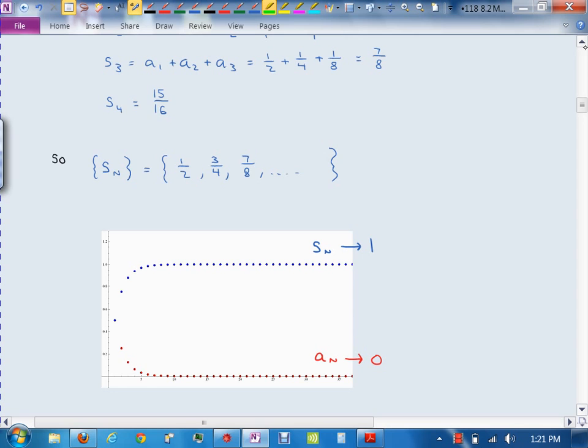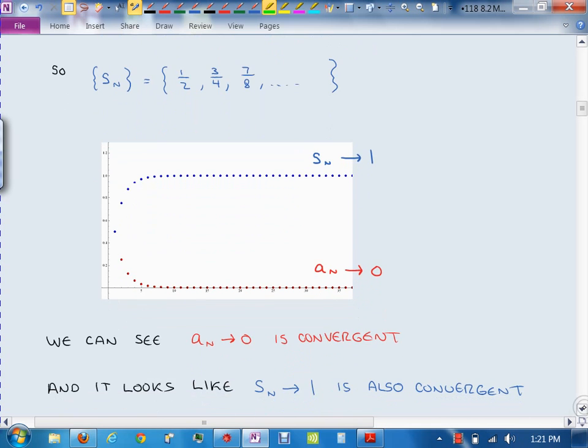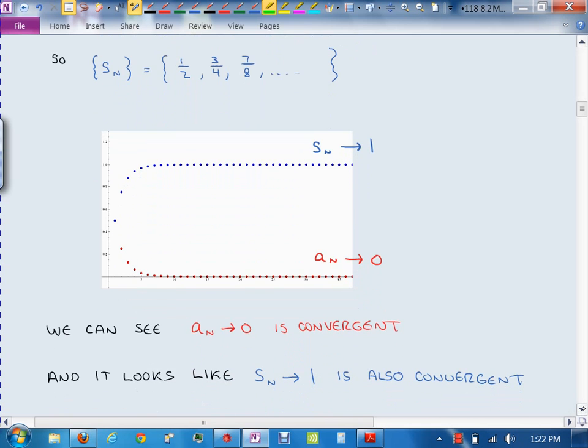But what about the series? The series, when you start adding them, it was 1/2, then 3/4, then 7/8, right? And that sequence looks like it's converging to 1, doesn't it? Looks like it is. So that's what I just said. We can see that the original sequence is convergent, went to 0, and it looks like the series is convergent also, isn't it? Looks like it.